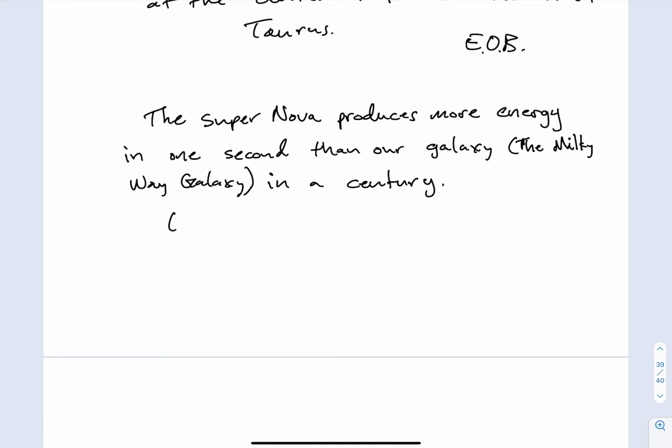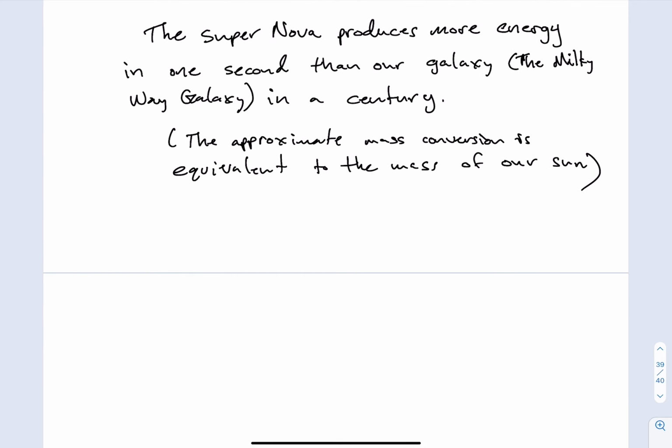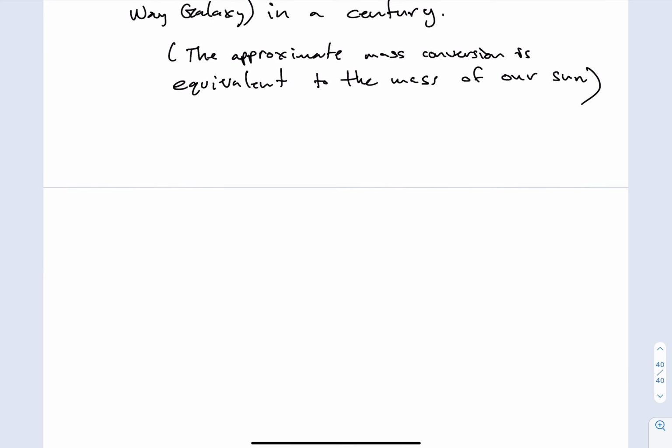Oh, another cool thing, by the way, the approximate mass to energy conversion during this event is approximately the mass of our sun. So we'll say the approximate mass loss, or we could say mass conversion, is equivalent to the mass of our sun. So in less than 1 second, this event takes our sun and turns it into pure energy. It's unfathomable, but we'll do our best.